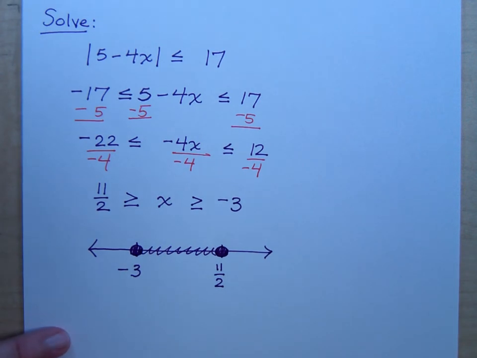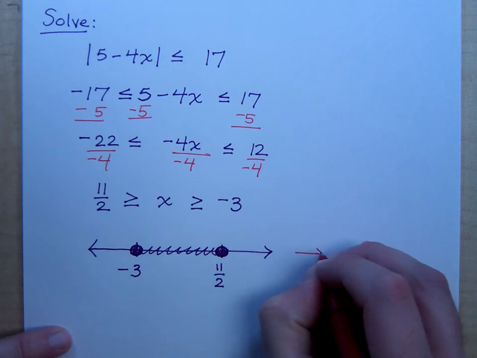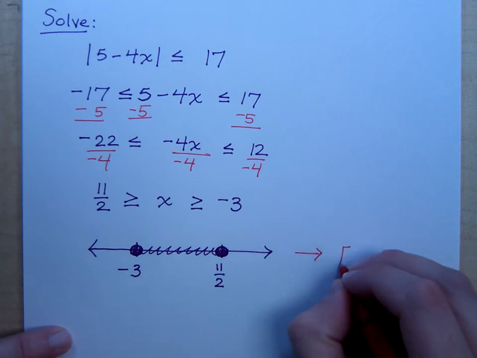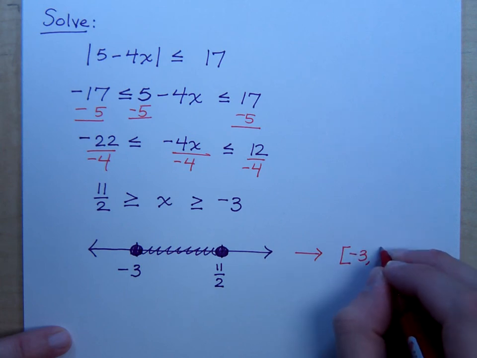But I'm not done here. When you have inequalities, I always ask you to express your answer using interval notation. How do I go from here to interval notation? Bracket what? Negative 3 to what? To 11 halves.